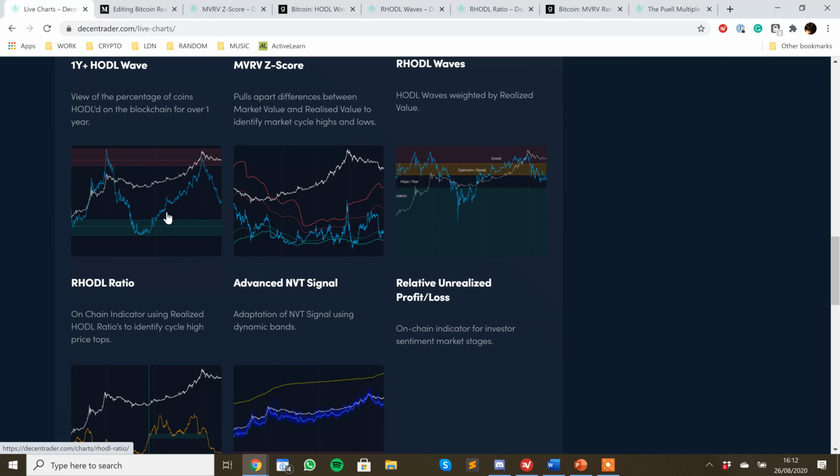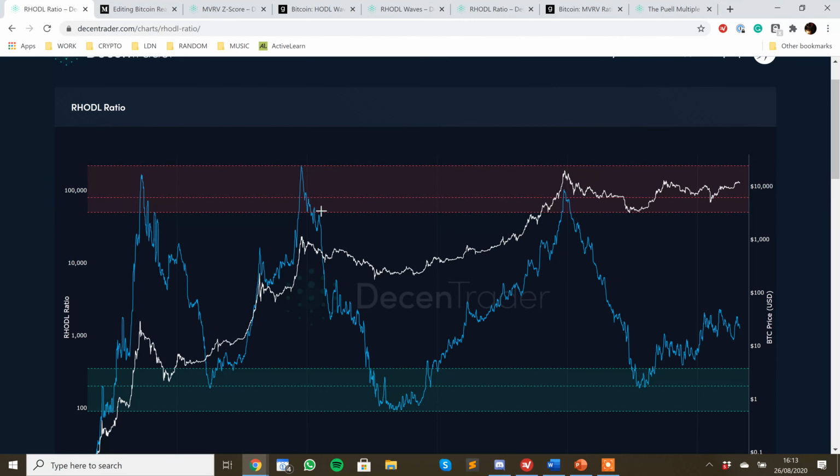So, R-HODL ratio. The R stands for realized. Before we actually look at this chart, if you click on the live chart on the Decentrader website, it'll load up. It looks like this, and we'll go over this in a few minutes. But before we do, there's a couple of existing on-chain concepts that this indicator builds on. So we need to go through those first, make sure everyone's familiar with them, and then this will make a lot more sense.